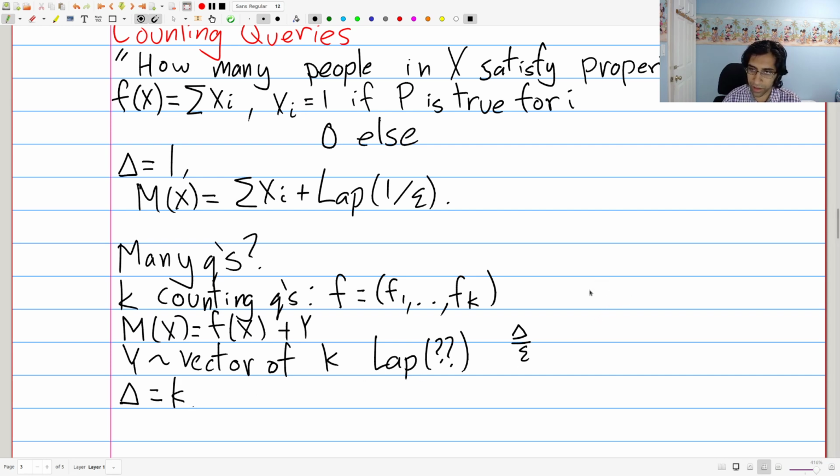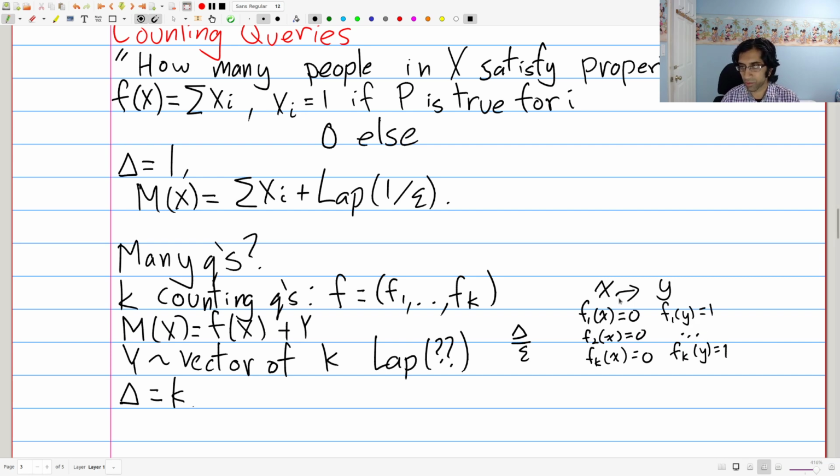And why is that? Well, let's suppose there's just a single individual who we'll call individual x. Well, x maybe has everything false about them. So say f1 on x equals 0, f2 on x equals 0, and all the way to f of k on x is equal to 0. And let's suppose they changed their data from x to y, where y is 1 on each of these. So f of 1 on y is equal to 1, and so on all the way up to f of k on y is equal to 1.